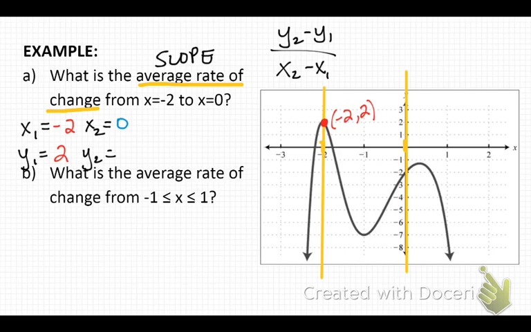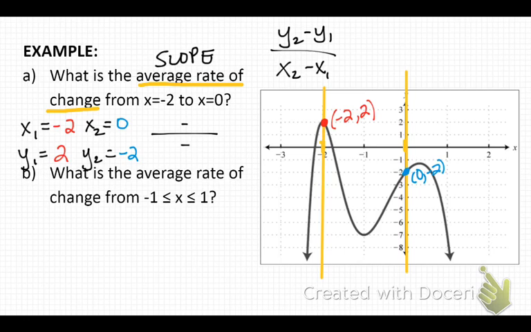Okay. Now for my second point, my x2 and y2, that's going to be here. So my x value was 0. What's my y value? -2. Good. So my y2 is -2. Is that okay so far? Now I'm going to fill this into my equation.